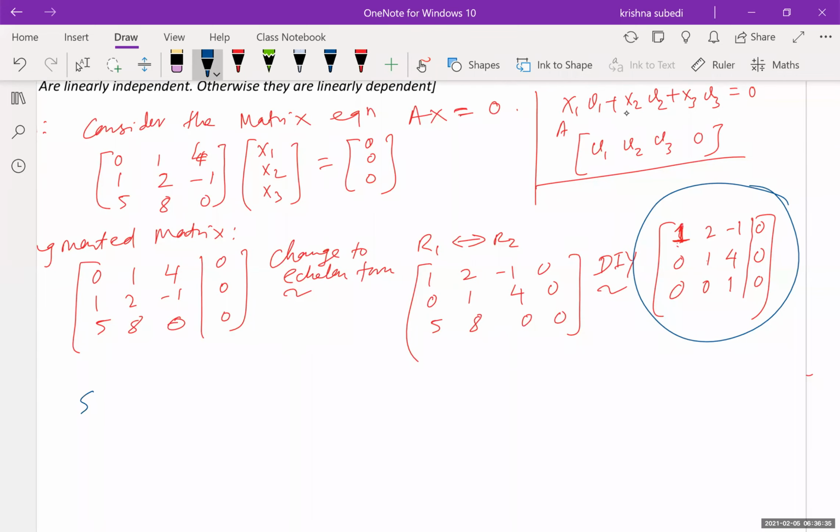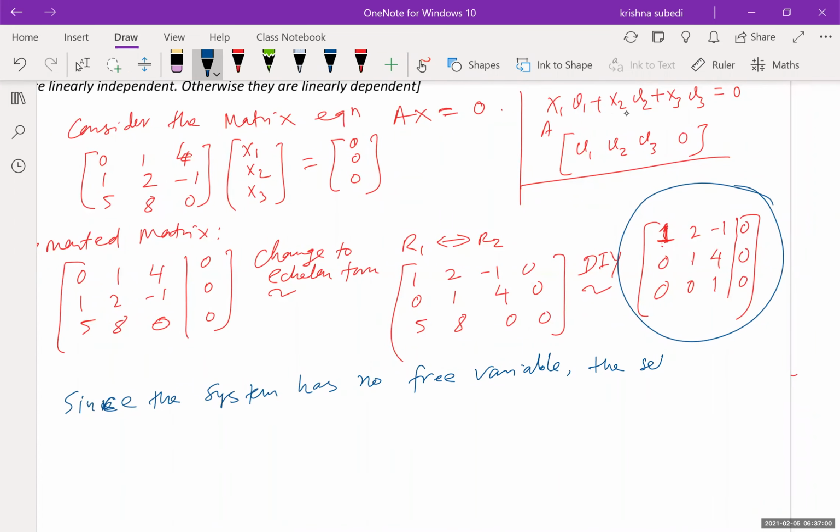Okay, so since the system has no free variable, the vectors which are the columns of the matrix A are linearly independent.